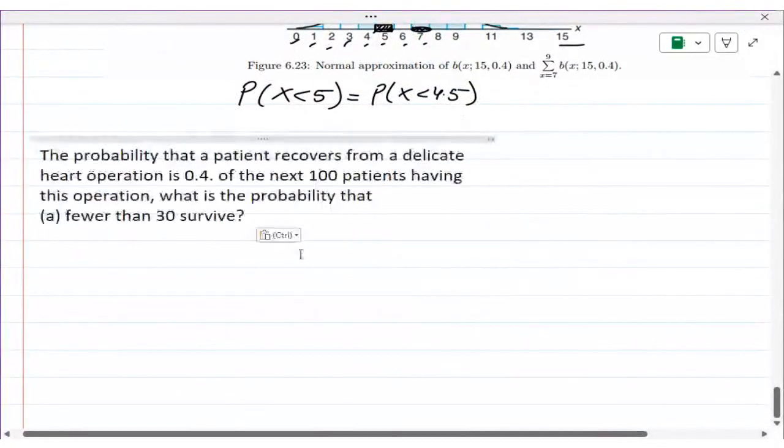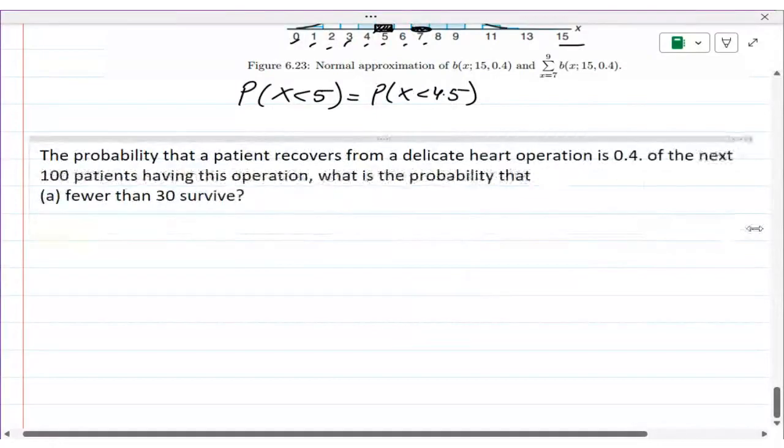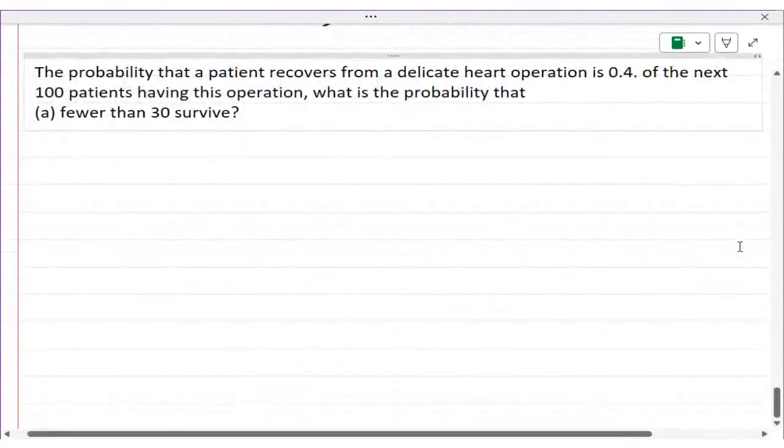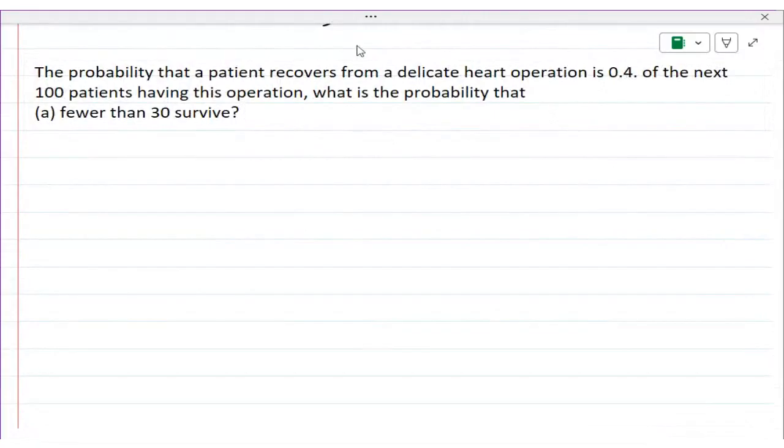The question is there on your screen. The probability that a patient recovers from a delicate heart operation is 0.4. So either a patient will recover or he will not recover. Of the next 100 patients, what is the probability that fewer than X will survive? This question is a binomial distribution because either a patient will survive or not, and you are given the probability of survival. You are asked, if there are 100 persons, how many will survive?